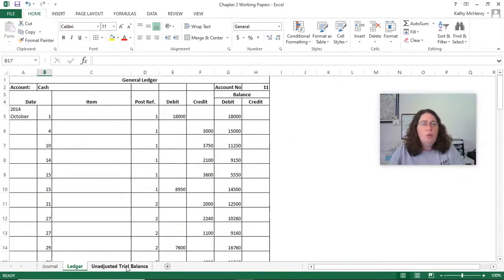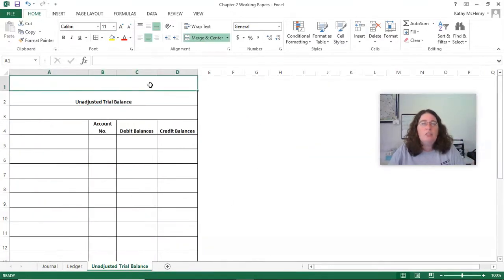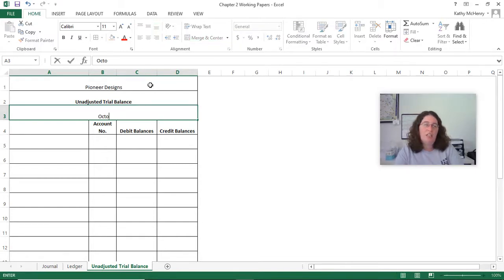Okay, so what we're going to do on our unadjusted trial balances, we learned in chapter 1 that every report we do starts with a 3-line heading. The first one is going to be the company name, which in this case is Pioneer Designs. Our trial balance is a snapshot in time. It says this is the account balances as of this moment. So instead of doing for the year ended, it's much like that balance sheet that we did. We're just going to do the date, October 31st, 2014.